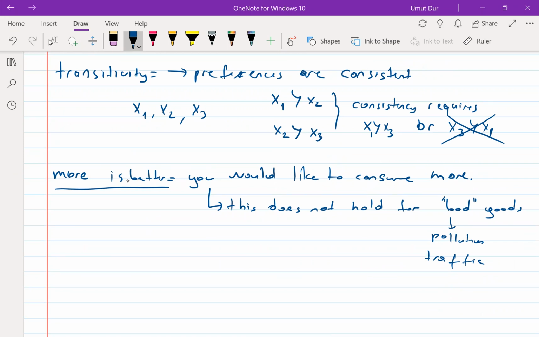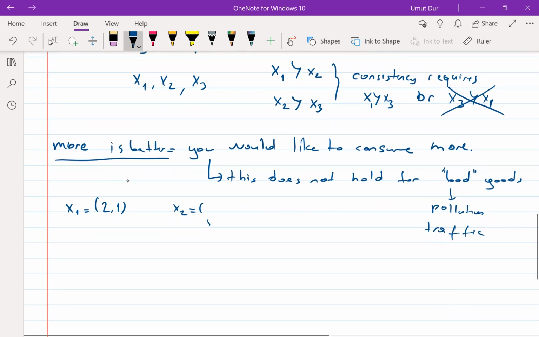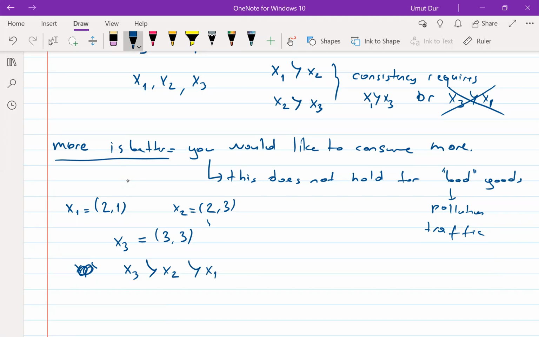Let's make it more concrete here. If x1 is 2 and 1, whatever the goods are, and x2 is 2 and 3, and x3 is 3 and 3, basically your preferences will be as follows. Since more is better, under x3 you consume more of both goods compared to the other bundles, so x3 is preferred to x2, and x2 to x1.